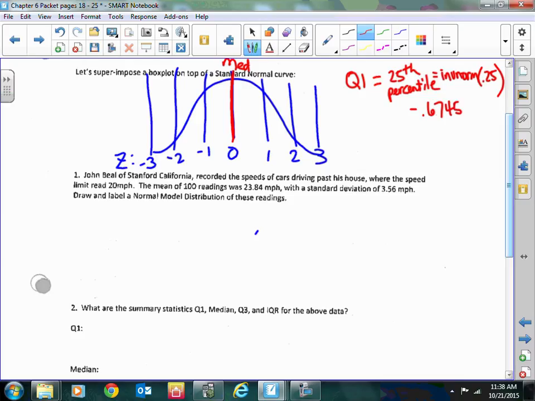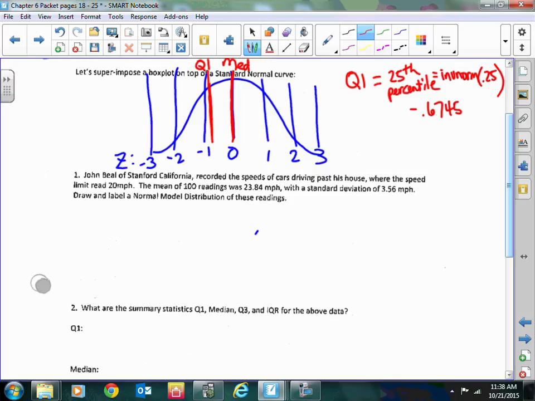All right. So I want to draw that on here. Where would that go? Like in the middle of 0. Okay? About 2/3 of the way. Would you say about 2/3 of the way between 0 to -1? So here is where my Q1 is going to be located.